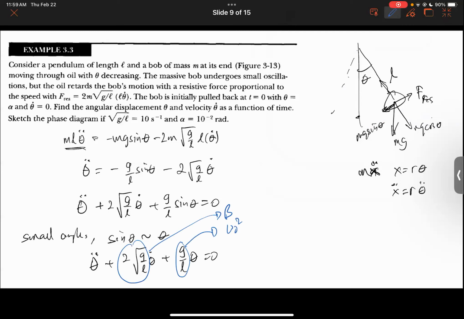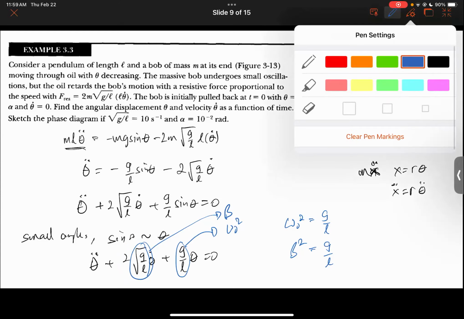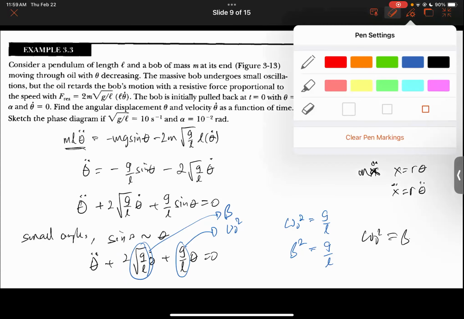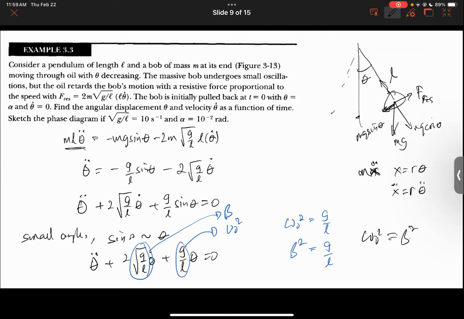So omega naught squared, if you write it, is g over L, and beta squared is equal to g over L. Sorry, the 2 is not included here. Only that is included, g over L. So, what did we notice? Omega naught squared is equal to beta squared. So what kind of motion is this? This motion corresponds to the motion that is critically damped.